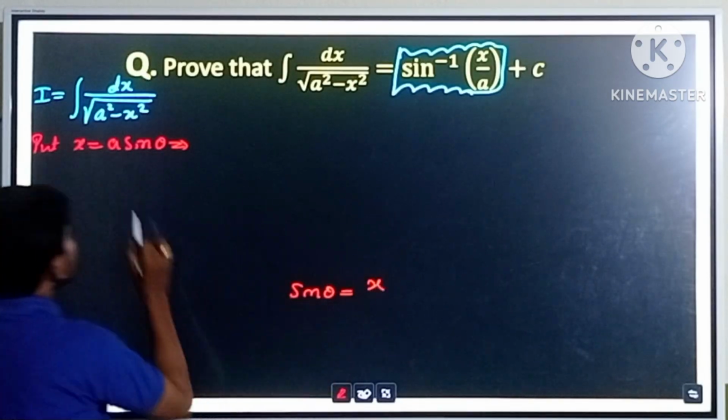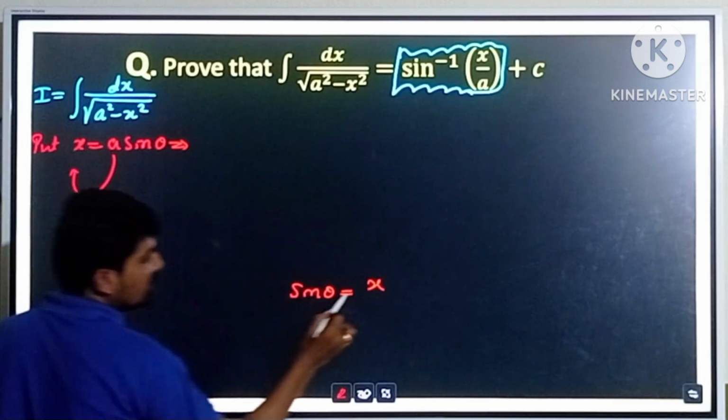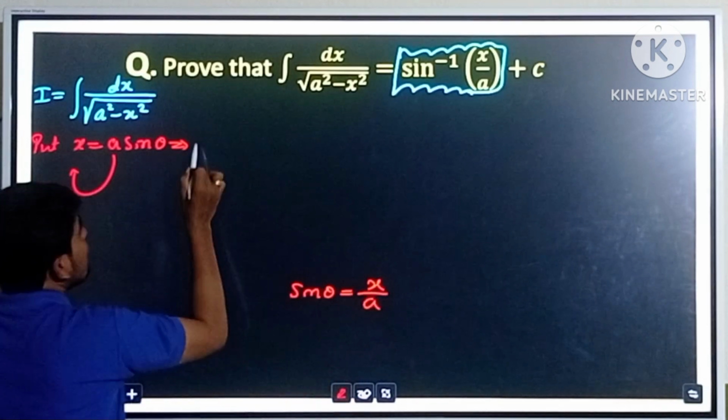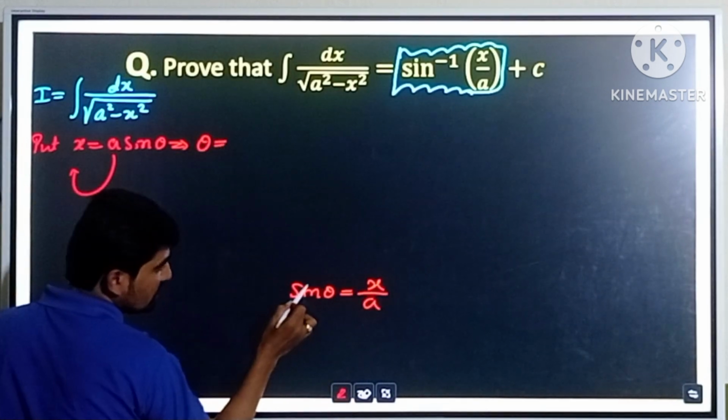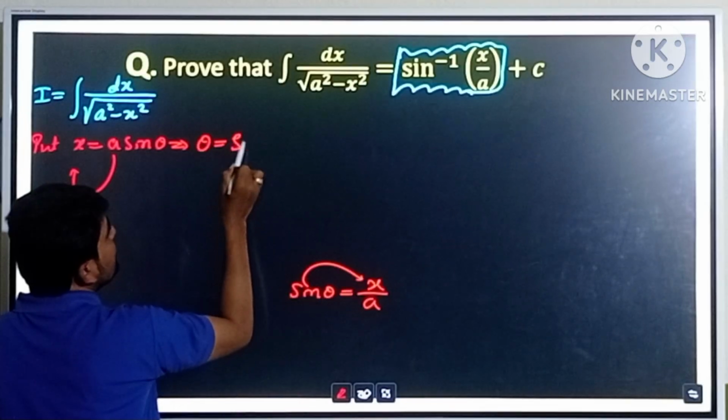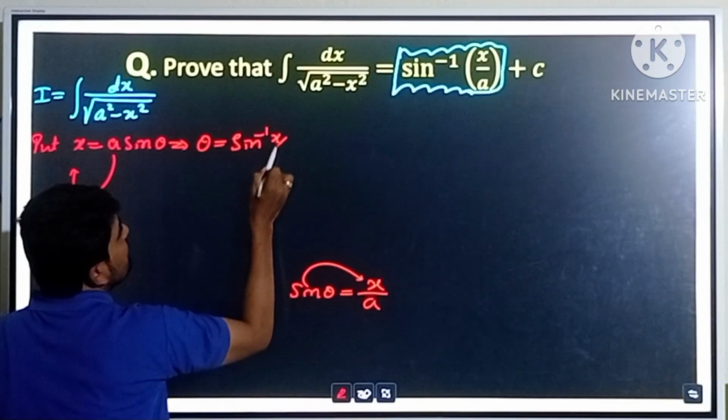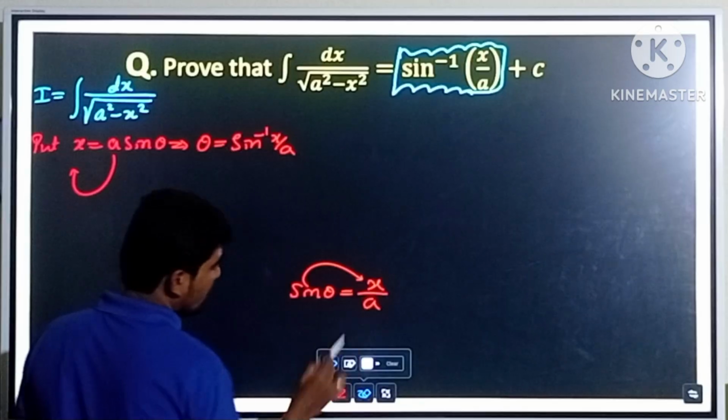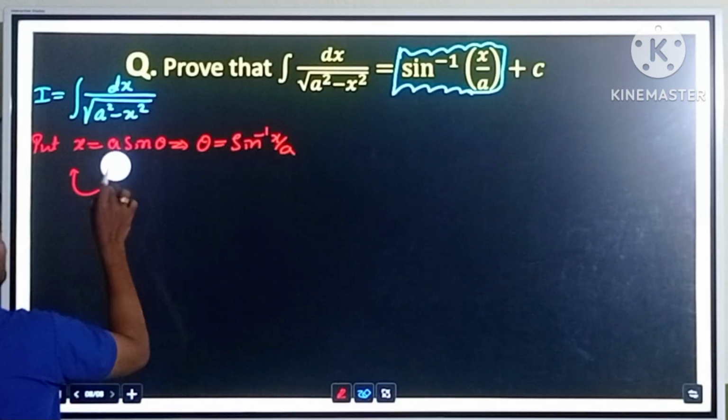Sin theta is x divided by a. Therefore, theta is equal to sin inverse of x by a. Theta is equal to what? Sin inverse of x by a. I hope all of you are understanding. Now see here.